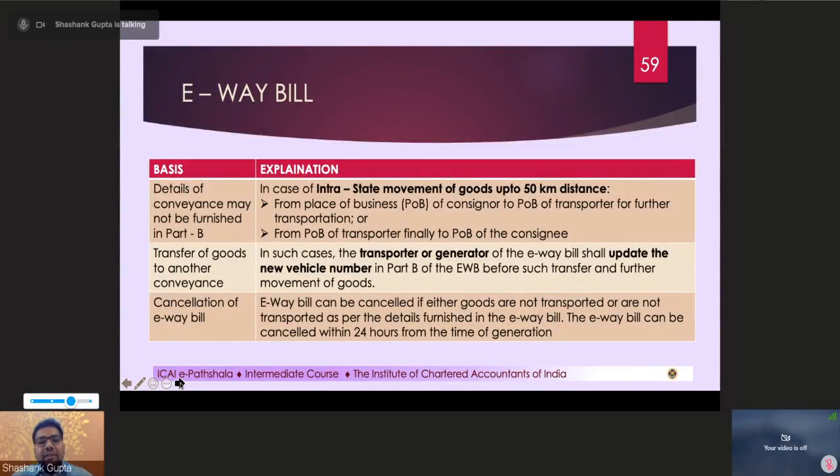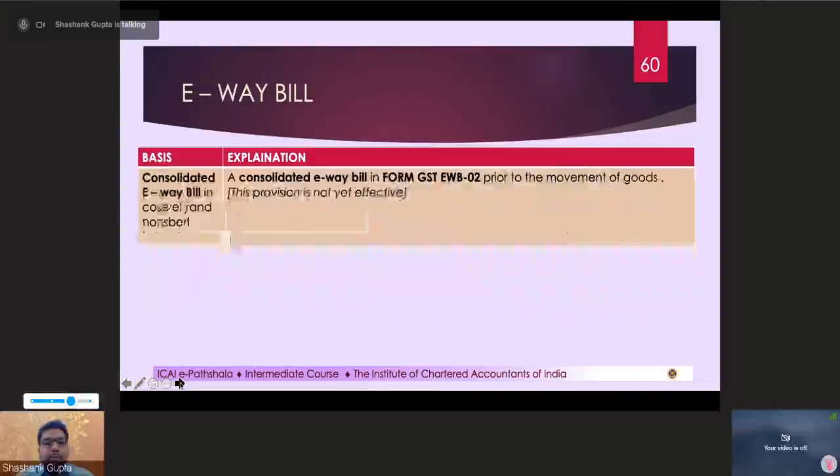Can an e-waybill once generated be cancelled? So there is an option to cancel an e-waybill, but an e-waybill can only be cancelled within 24 hours from the time of generation. Thereafter, it cannot be cancelled. There is one more option, and that is that the recipient can reject the e-waybill up to 72 hours from the time of generation.